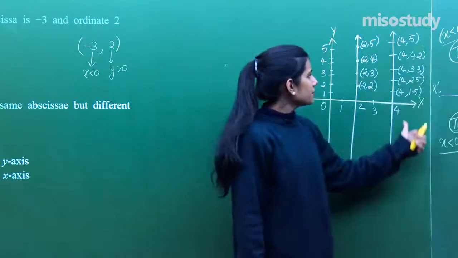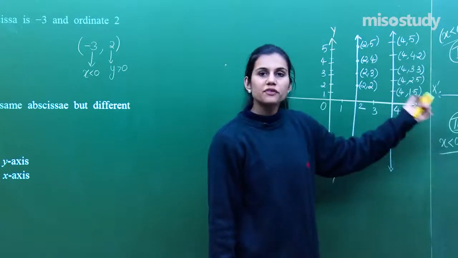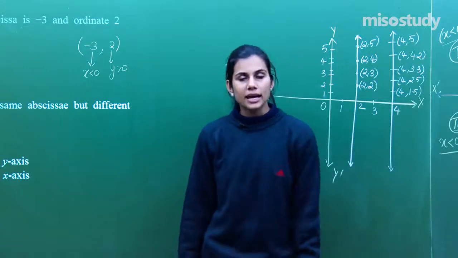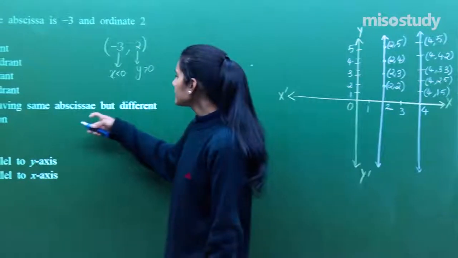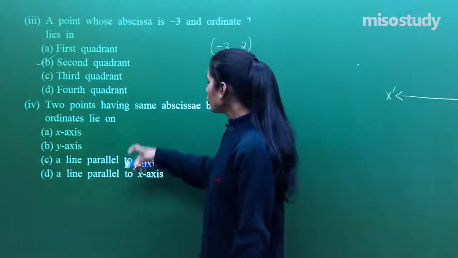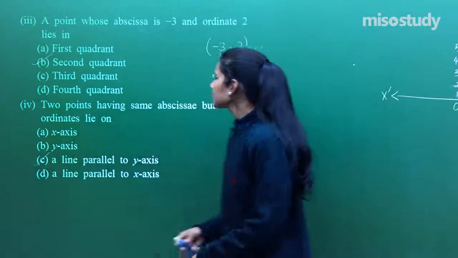So you can see that points have same x coordinate but different y coordinates only when they are lying on a line parallel to y-axis. So 2 points having same abscissa but different ordinates lie on a line parallel to y-axis.